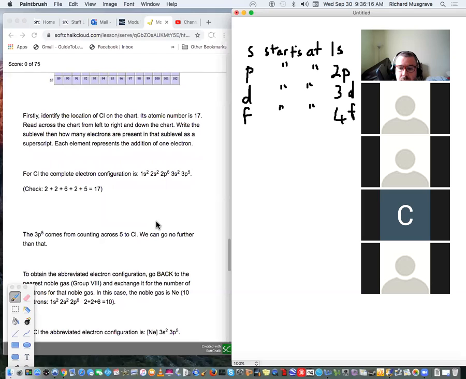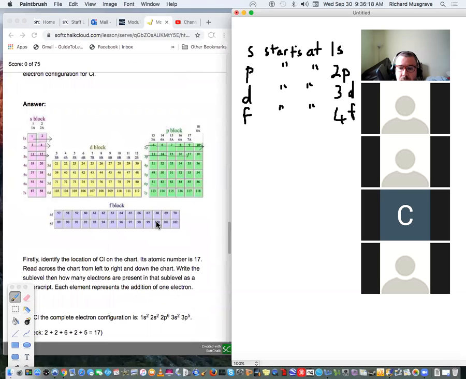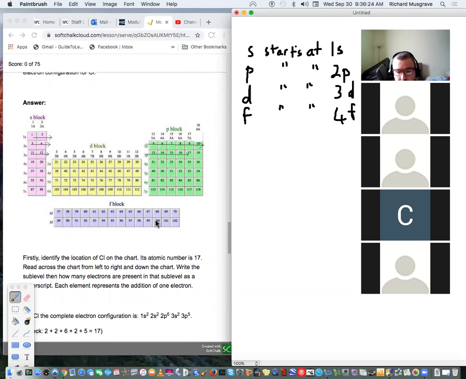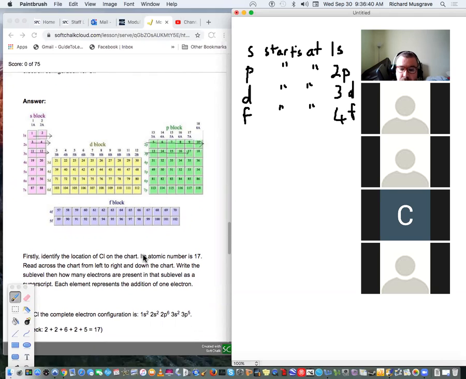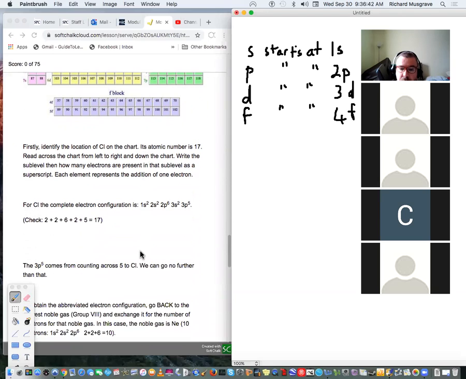So how do you determine... David, I'm sorry, what was that? How do you determine the abbreviated configuration again? You said nearest noble gas? Go back to the nearest noble gas, yes. So the nearest noble gas, you might say, is argon, which is 18, but the nearest noble gas back from it is neon, number 10. Okay, but how do you write that? Like, we know it's neon, but how do you enter it in the abbreviated configuration?